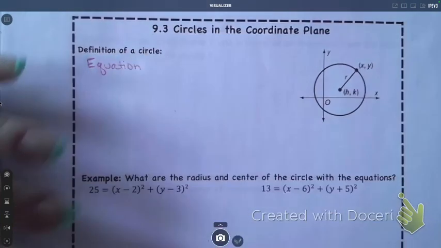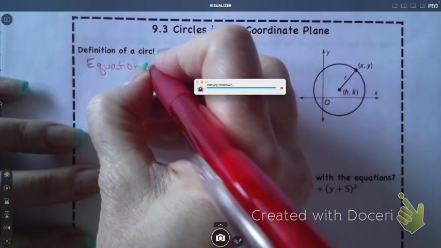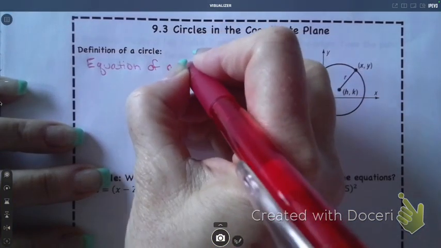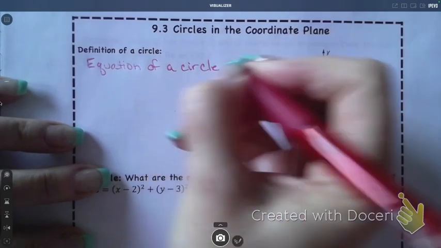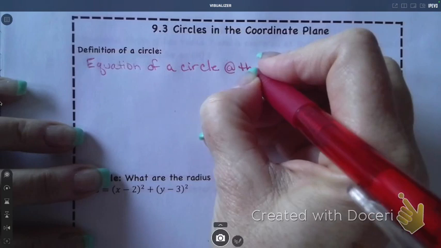I think my red is running out. Of a circle. At, that's an at sign, the origin.